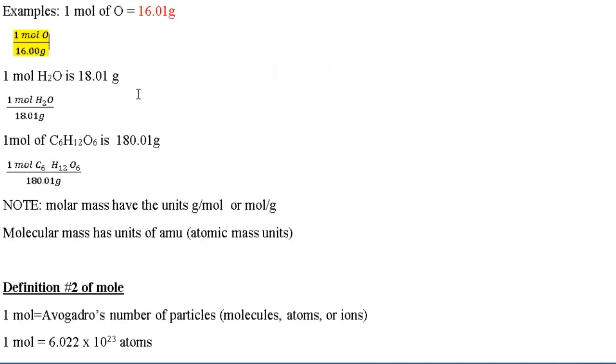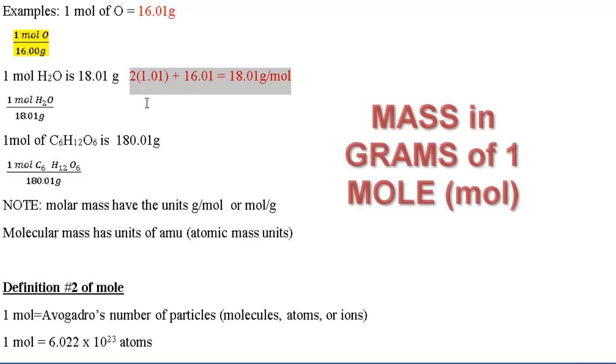Well, what about 1 mole of H2O? Okay, so remember, this is going to be 2 hydrogen, so that's going to be 2 times 1.01 grams per mole plus oxygen. There's 1 of oxygen, so that's going to be about 16.01 grams per mole, and that's about 18.01 grams per mole. So don't forget to multiply the H atomic mass by 2. We only have 1 oxygen here, so 18.01, 18.02, that is the atomic mass of water.